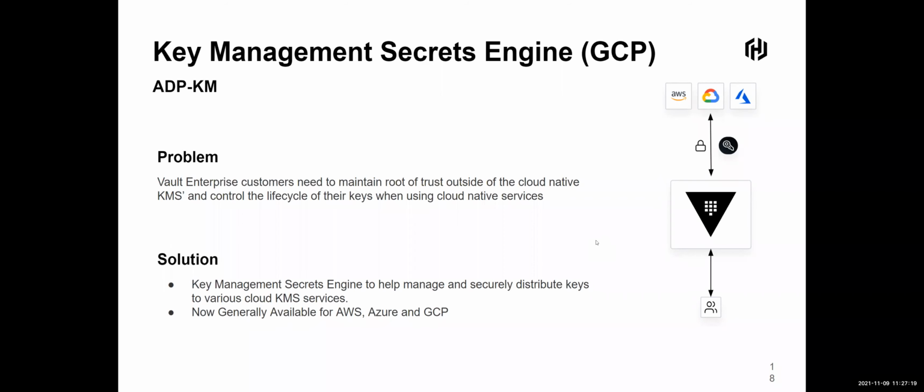In previous releases, we had released support for AWS KMS and Azure Key Vault, but with 1.9, which will come out in middle to end of November, we will have support for GCP KMS as well. So now Vault can centrally be the root of trust for all your keys and distribute them to the various cloud providers. So now you can safely enable things like bring your own key or server-side encryption, but manage those keys centrally from Vault. Next slide, please.